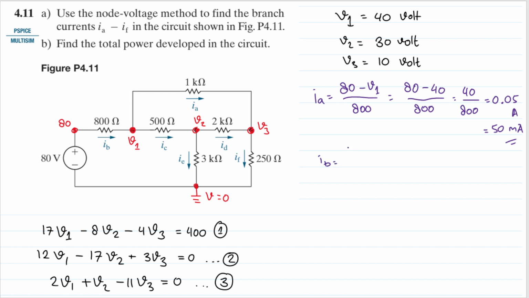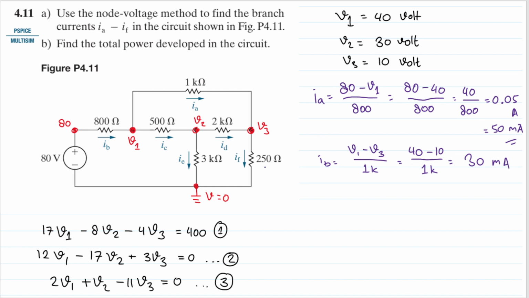And then what is IB? IB is V1 minus V3 divided by 1 kilo ohm. Okay, and then what is V1 and V3? 40 and 10. So I will have 40 minus 10 divided by 1K. And that will be 30 milliampere, right? 30 milliampere.